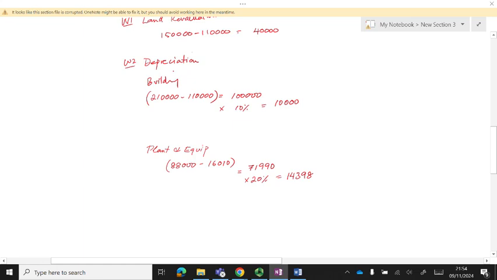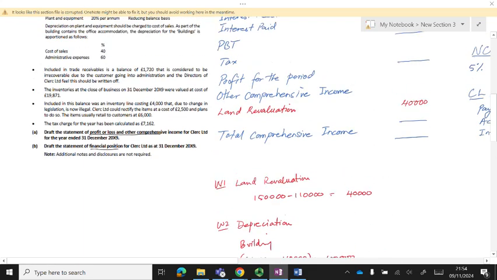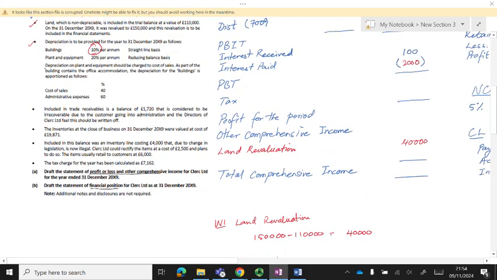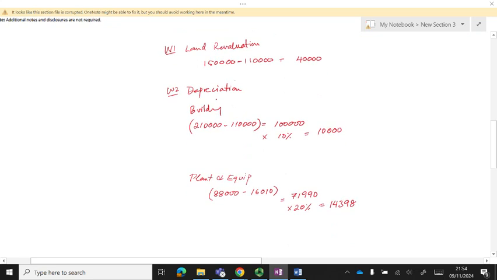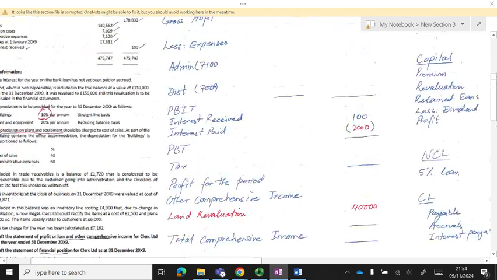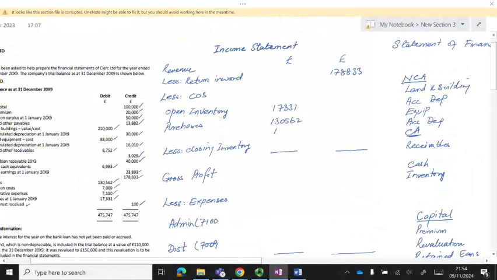Now, the next thing is where to record them in the income statement. We have some information provided over here. Depreciation on plant and equipment should be charged to the cost of sales. So 14,398 depreciation on plant. Okay, that's building.